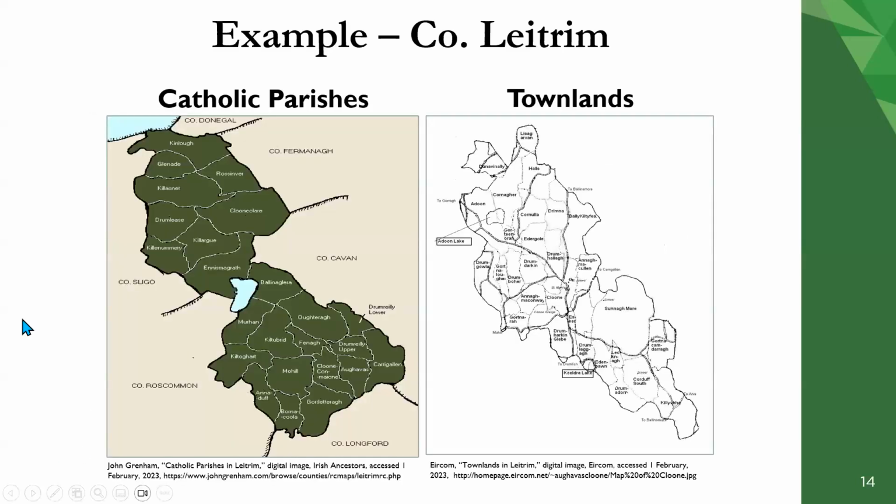And here is an example. We have the county of Leitrim, and we have the differences between the Catholic parishes and the townlands. And notice too that these townlands do not stay within the county. If you look at the very top, you've got some townlands that are going above the county. And if you look down here, you've got some of the townlands going below the county. So let's say you know the townland that your ancestor came from. You might have to look in two different counties if it's organized by county and then townland to find that particular information. So just be aware of the differences that you might find.